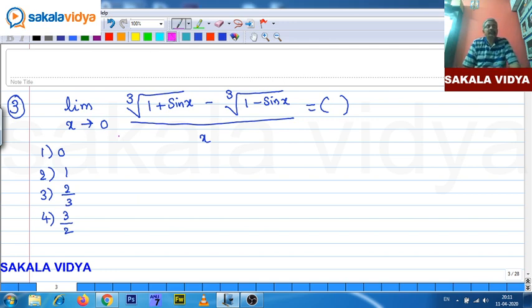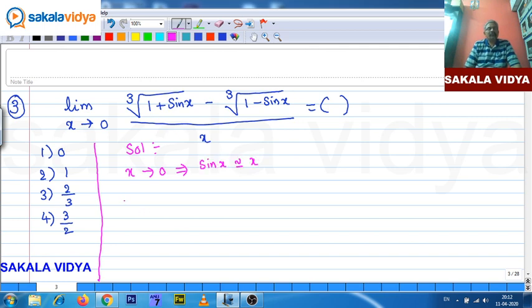Here see, the limit x tends to 0, cube root of 1 plus sin x minus cube root of 1 minus sin x by x. See, yesterday we have studied one concept. So, what is the concept? As x is very small, x approaches 0, the sin x is approximately equal to x.